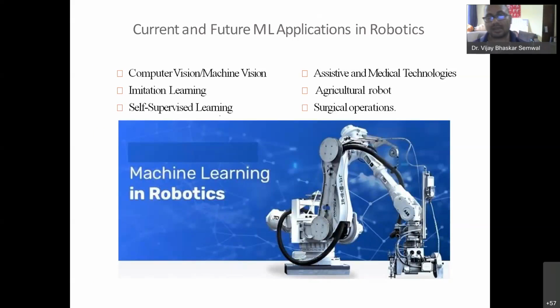The current and future applications of ML and AI in robotics should be computer vision enabled, or machine vision, so they can perform teleoperation and telesurgery. Remotely we can also construct. Nowadays, you have seen that for teeth cleaning they are using manipulator-type robots. Already these are deployed very nicely.